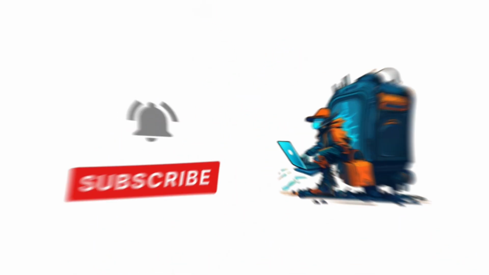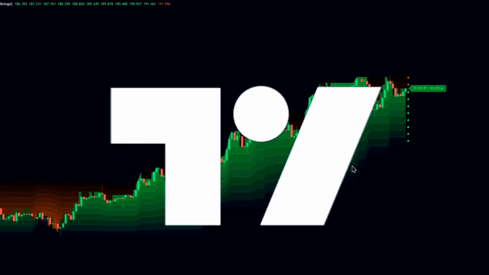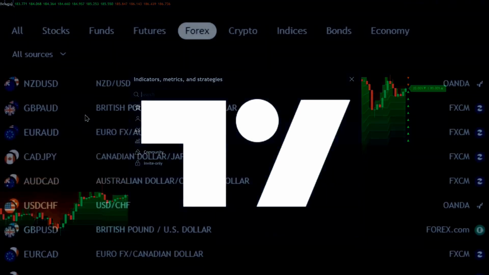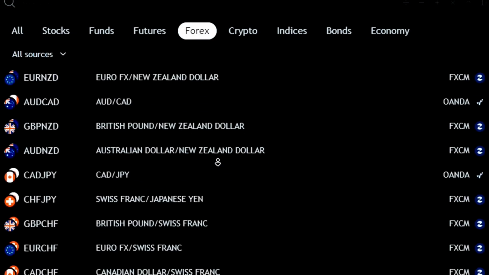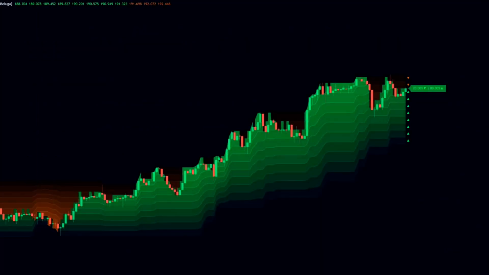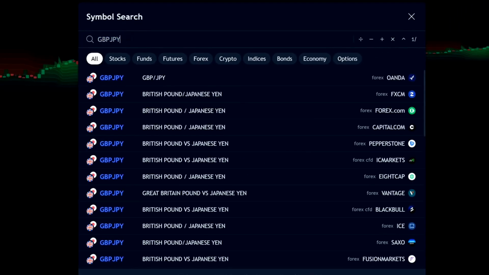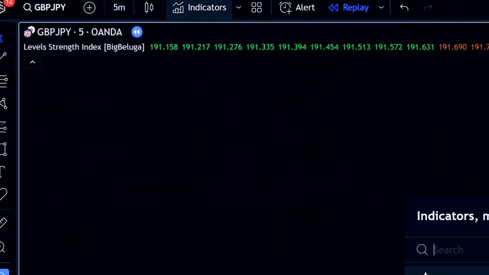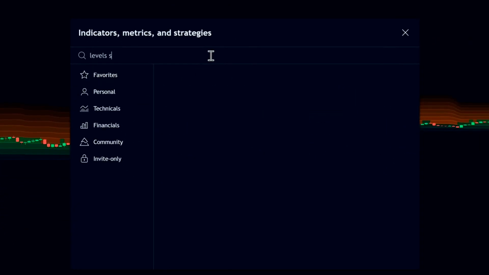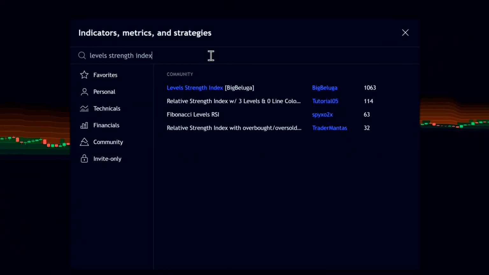Let's jump right in. Now, to add this indicator to your chart, you'll want to head over to TradingView and open any trading instrument you like on any time frame. For example, I'm going to use the 5-minute chart for GBP JPY. Next, click on the indicators button and type in Levels Strength Index. I'm using the one created by Big Beluga. A big shout out to him or her, by the way.